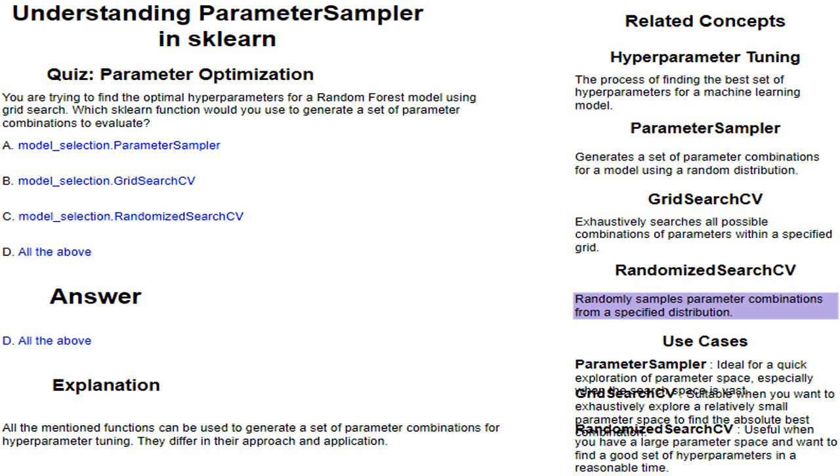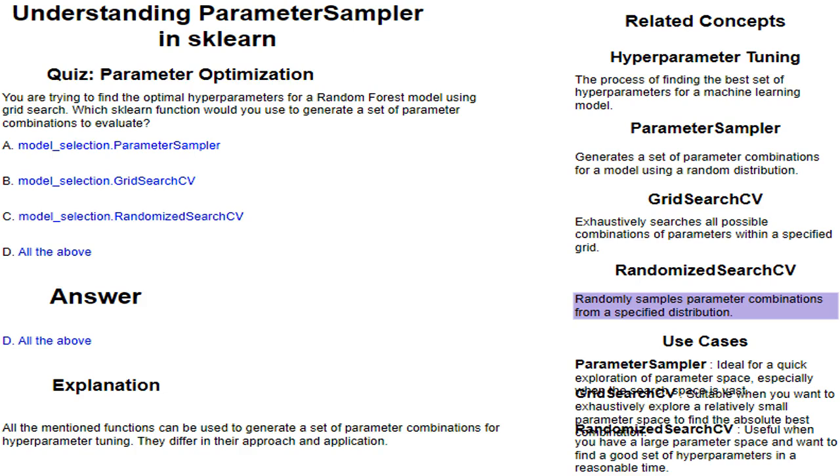Randomly samples parameter combinations from a specified distribution. Quickly finding a good set of hyperparameters for a neural network model with a large number of layers and neurons. Efficiently evaluating different combinations of max_features, the number of features considered at each split, and min_samples_split, the minimum samples required to split a node in a random forest.